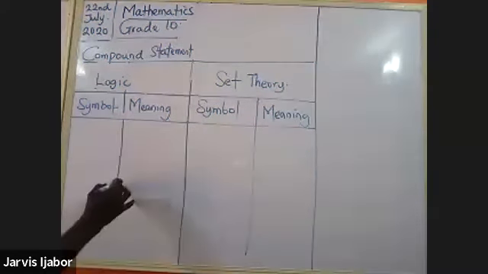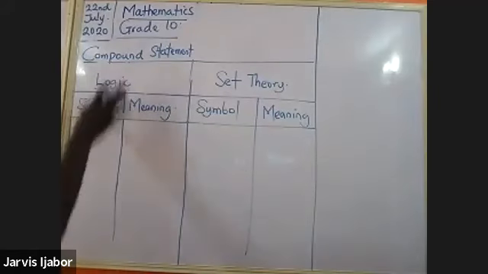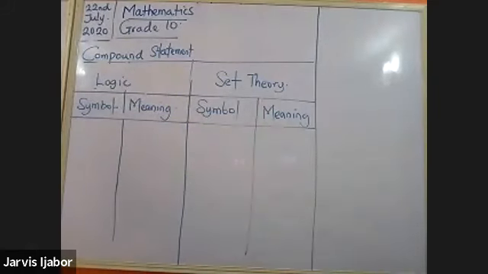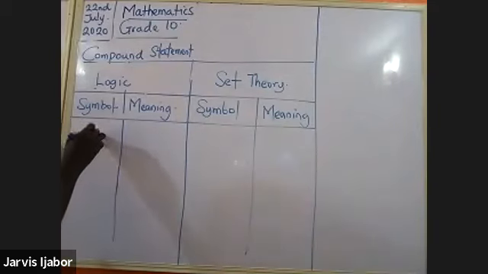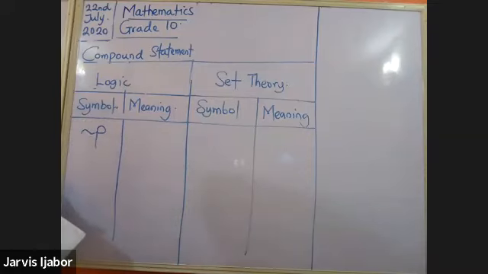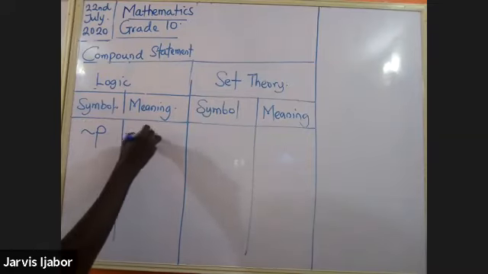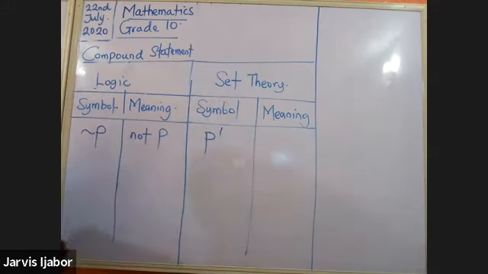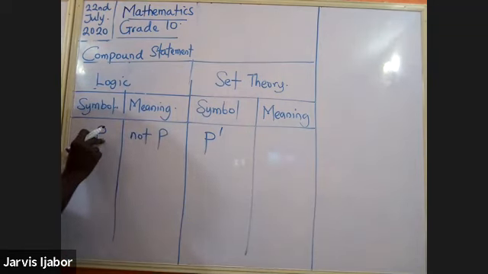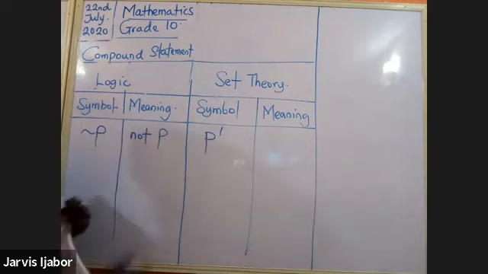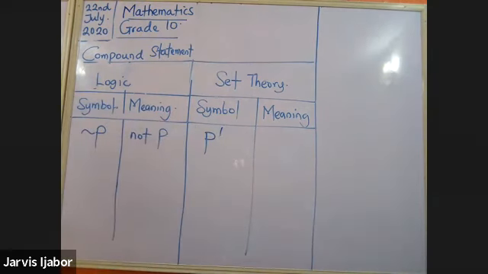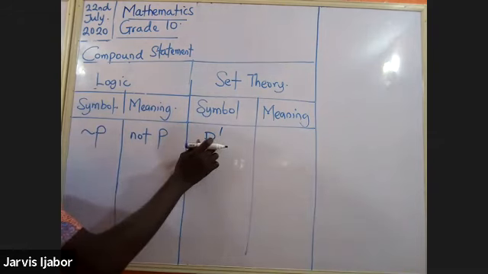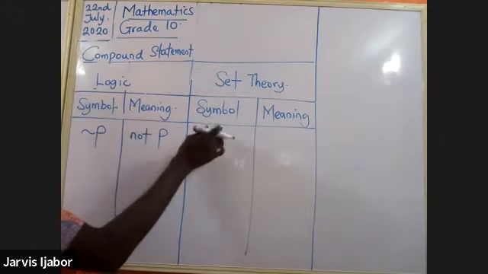Now, you discover that there's a relationship between logic and set theory. Sometimes in problems, we use them interchangeably. So this is what? P prime, which will mean not P. In set theory, we call it P prime. This is P, what do you call it now? P complement. P complement or P prime.